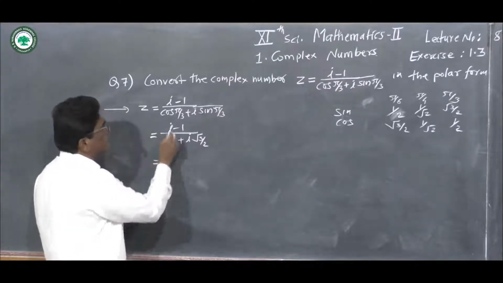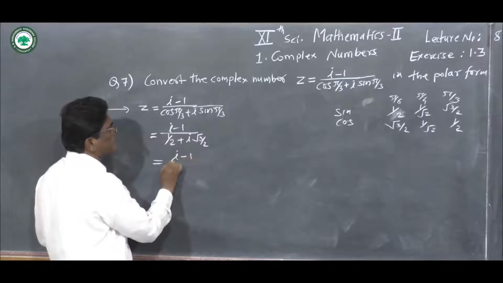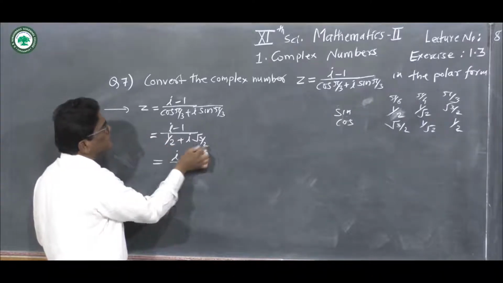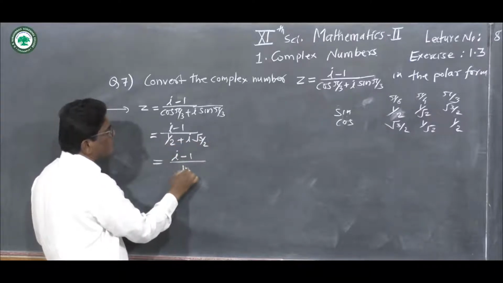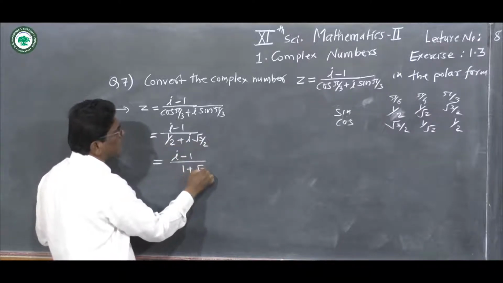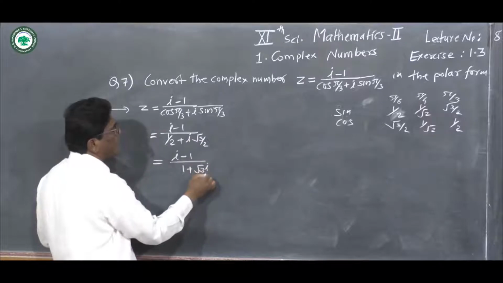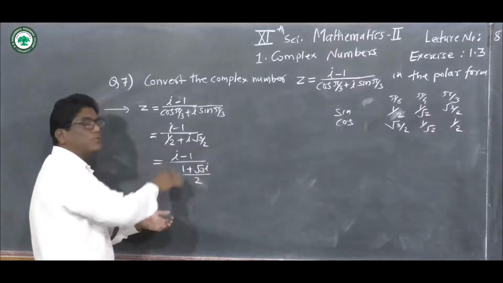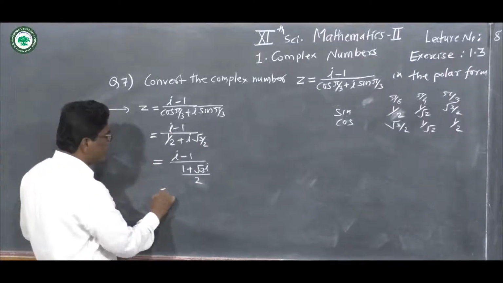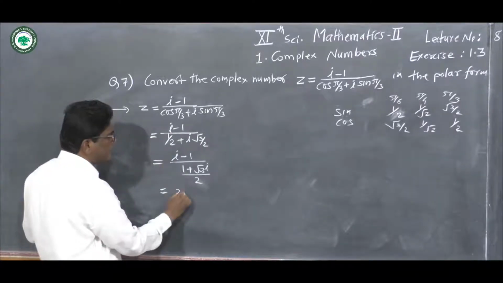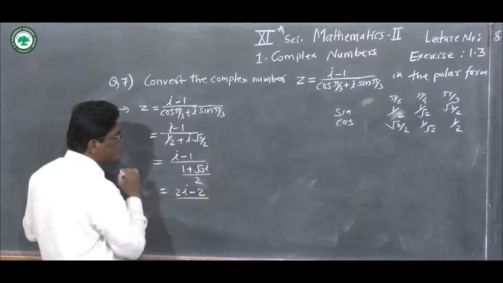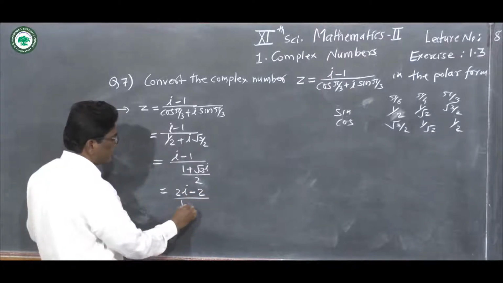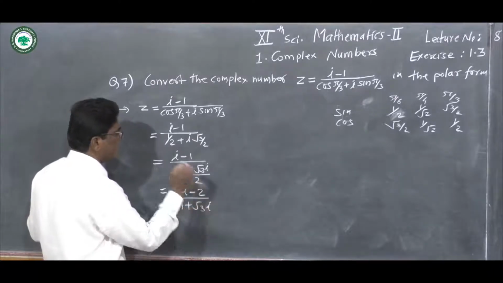And so it is equal to i minus 1 divided by, here the denominator is 2, here also 2. So take the addition of this: 1 plus root 3 into i, divided by 2. Get it? Now we shift this to the numerator. So we get 2i minus 2 divided by 1 plus root 3i. Get it?